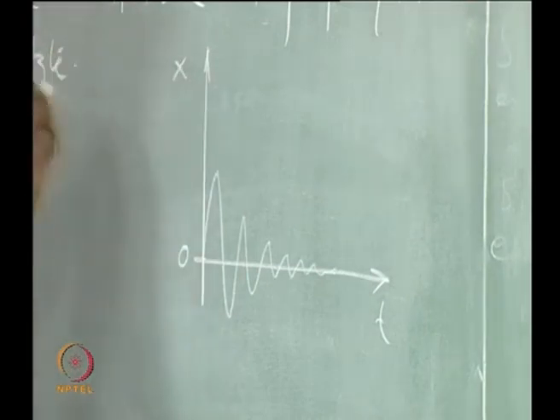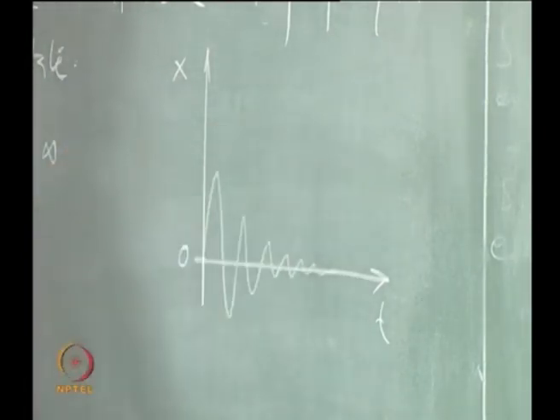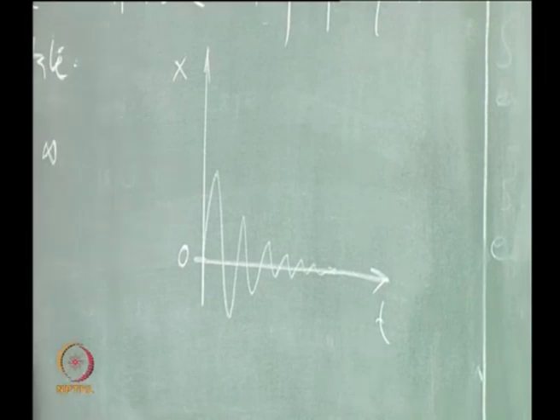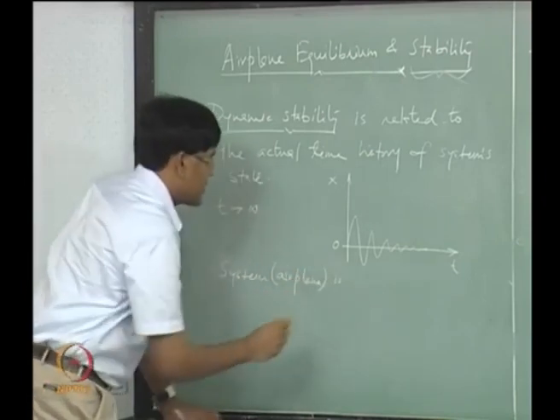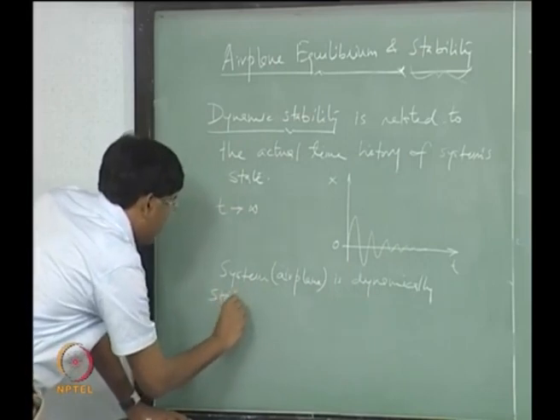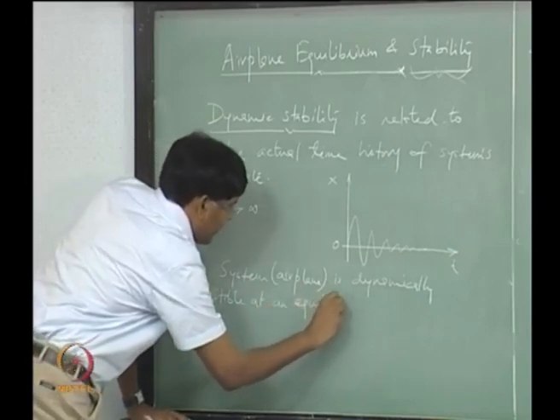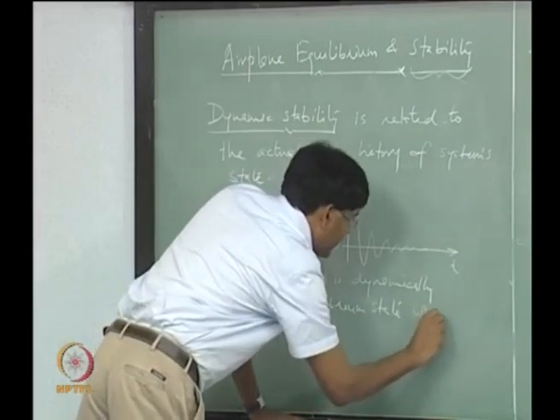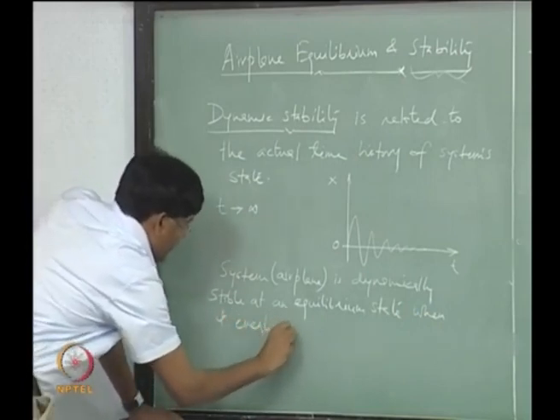So, if the transients have died down and the system has achieved this state again, x equal to 0, then we say that the system, our airplane, is dynamically stable at an equilibrium state when it eventually comes back.